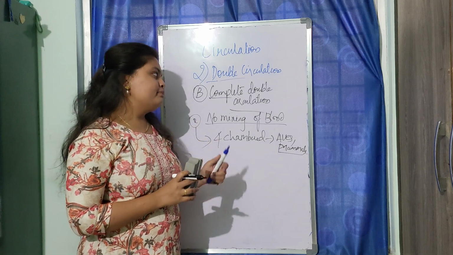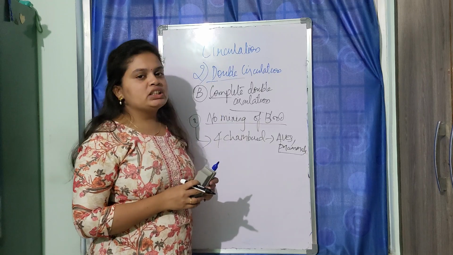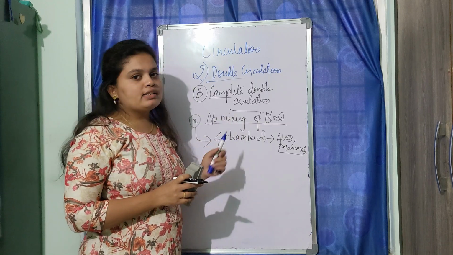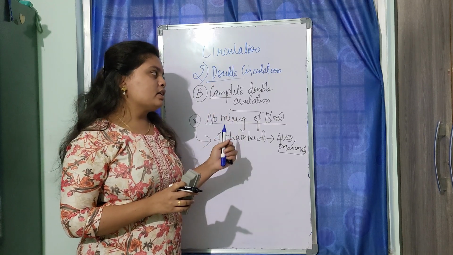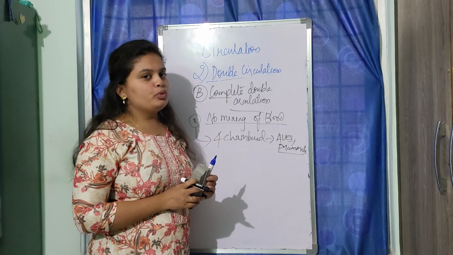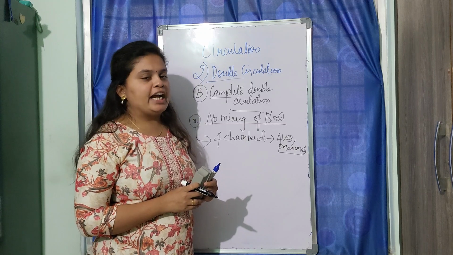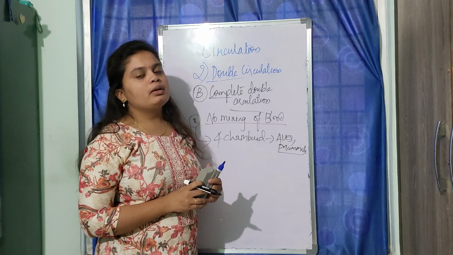I hope I have made this clear. Let me explain the double circulation in detail when we are discussing this type of complete double circulation in human circulation, because we humans are a part of mammals and we do have a 4-chambered heart and we do have complete double circulation.